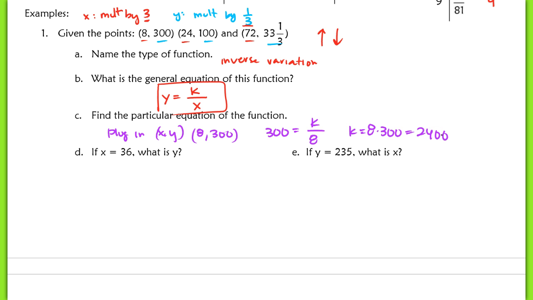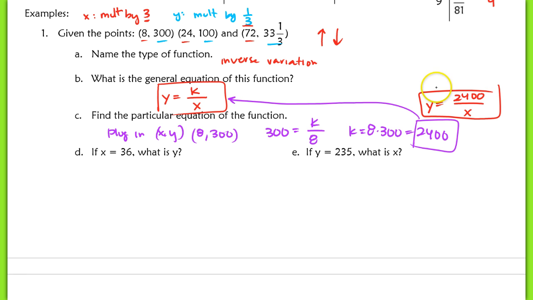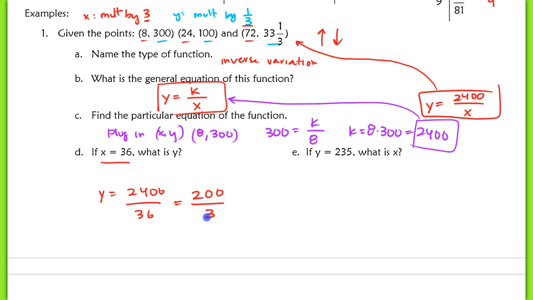Okay, so for the particular equation for the function, you need to not just solve for k, but you need to actually plug k back into the original general equation. So we have the function y equals 2400 over x. That is the variation function, the inverse variation function that models this particular data. Now, based off of our function here, if x is equal to 36, what is y? I'm just going to plug in 36 for the x value here, and if I simplify, I end up with 200 over 3.